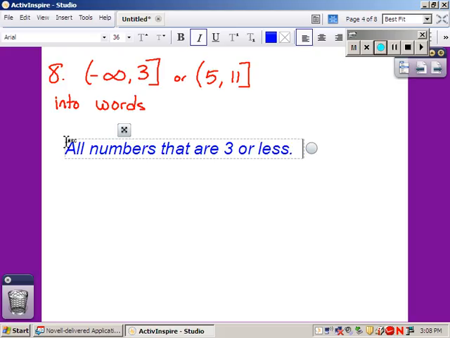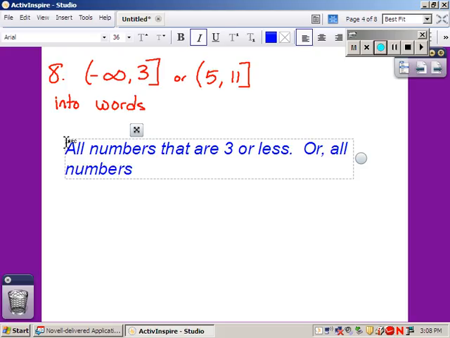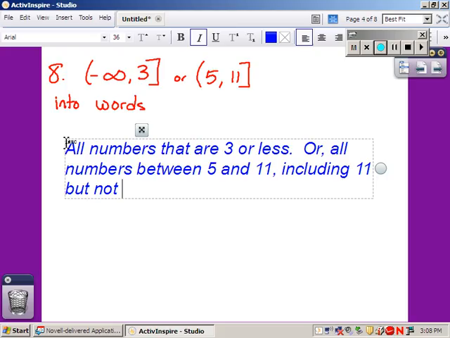Let's deal with the second part, where it says 5 to 11. So we know the number range is between 5 and 11. So we're going to say for the second one, or it can be all numbers between 5 and 11 including 11 but not 5. That's how you say all of that stuff in words.